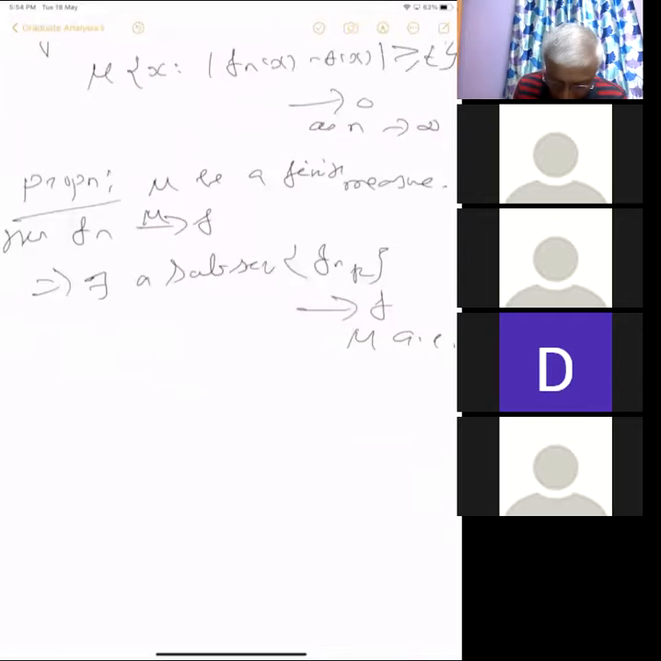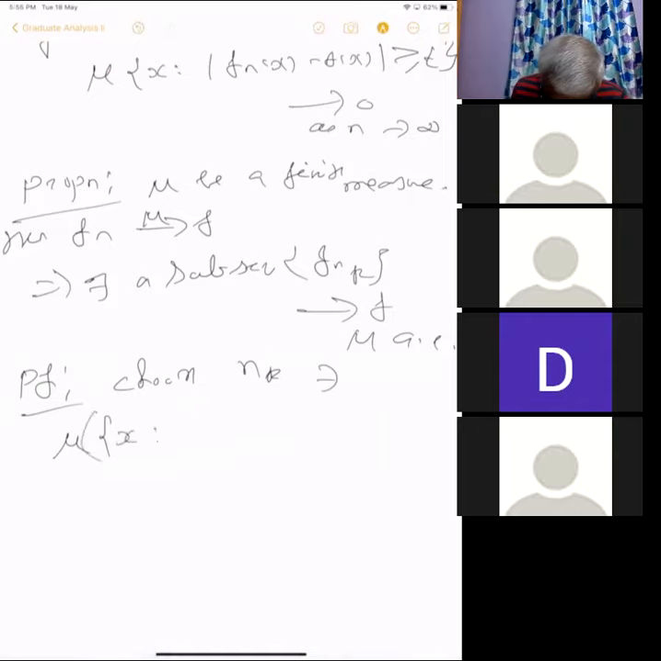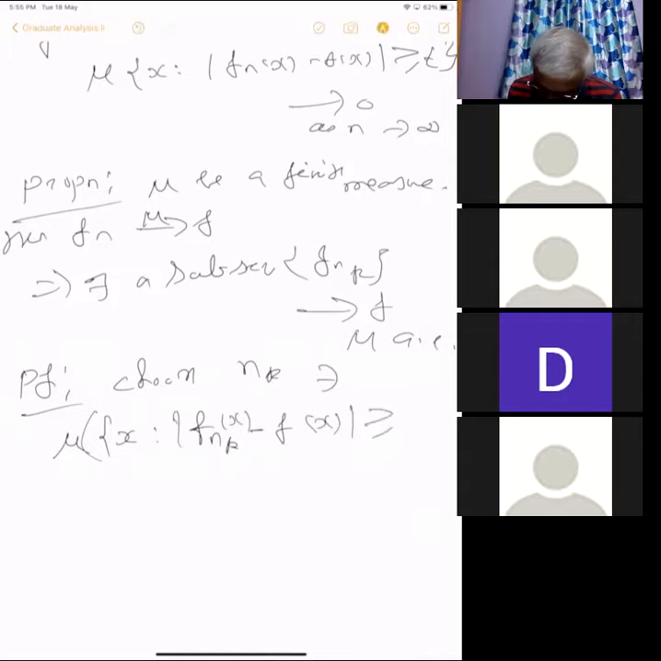If Fn converges to F in measure, then there is a subsequence which converges mu almost everywhere. Proof. So we have convergence in measure. Choose nk such that mu of the set of x such that |fnk(x) minus f(x)| is greater than 1 by k, this goes to 0.